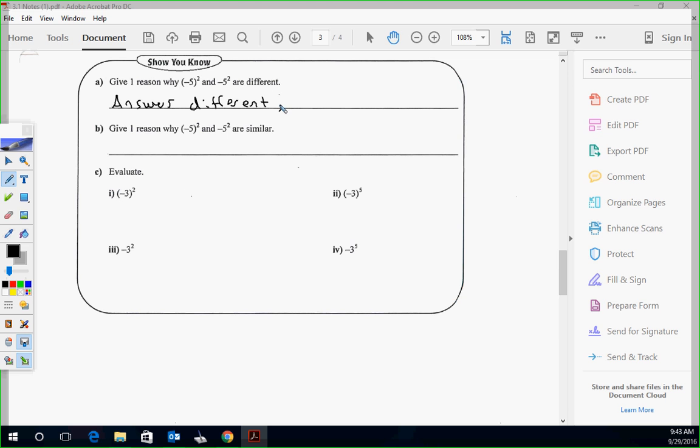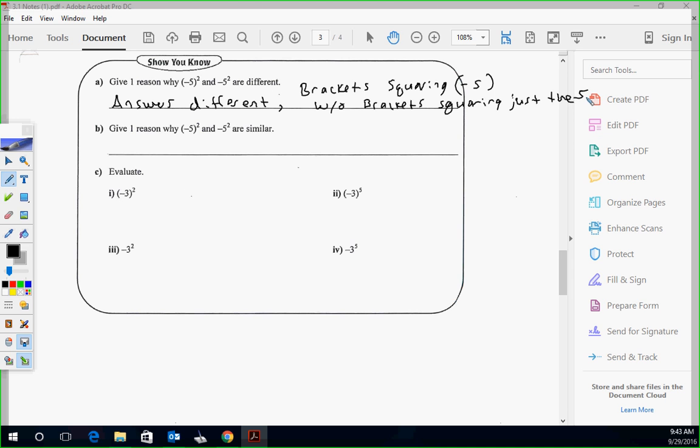Okay, so the brackets, and Luke, I'll let you answer another one in a second. Brackets is squaring the -5. Without brackets is squaring just the 5. Okay, just the 5 is getting squared without brackets.